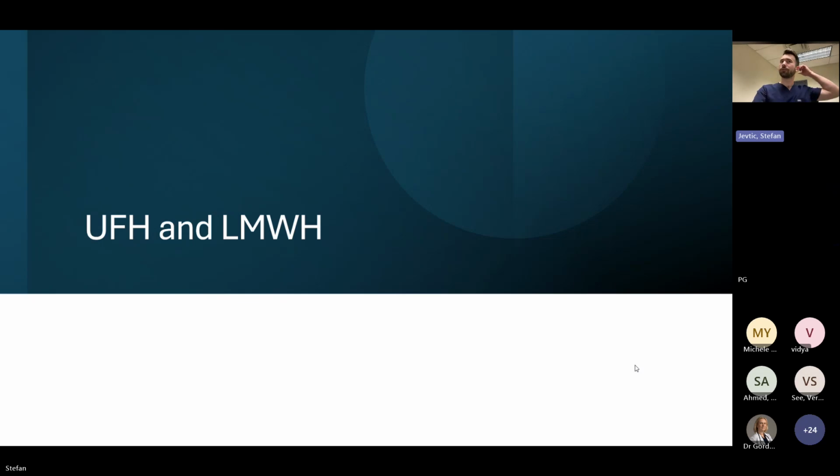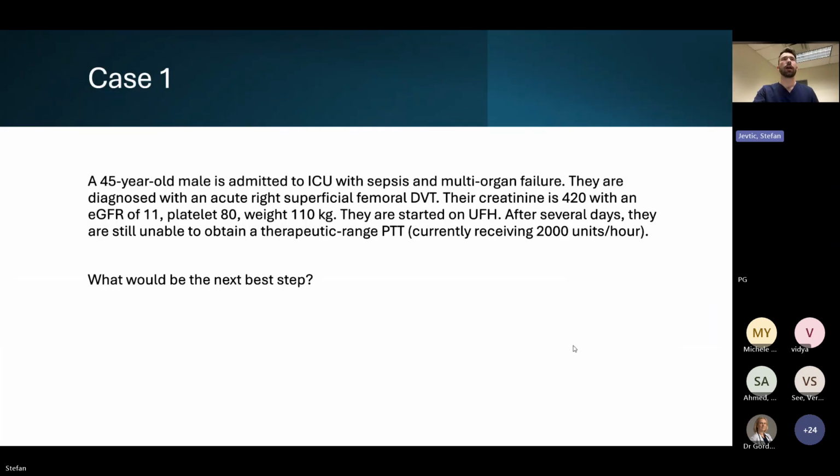So on to our first case. This will be looking at the use of heparins in acute VTE. So we have a 45-year-old male who's admitted to the ICU with sepsis and multi-organ failure. He's diagnosed with an acute right superficial femoral DVT. The creatinine is found to be 420 with an eGFR of around 11. Platelets are 80 and a weight of 110 kilograms.